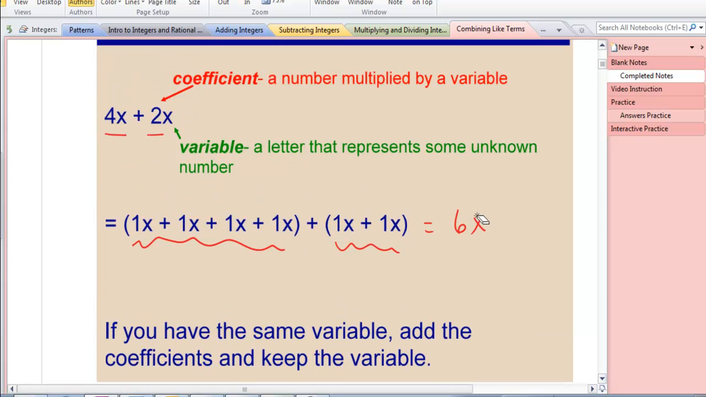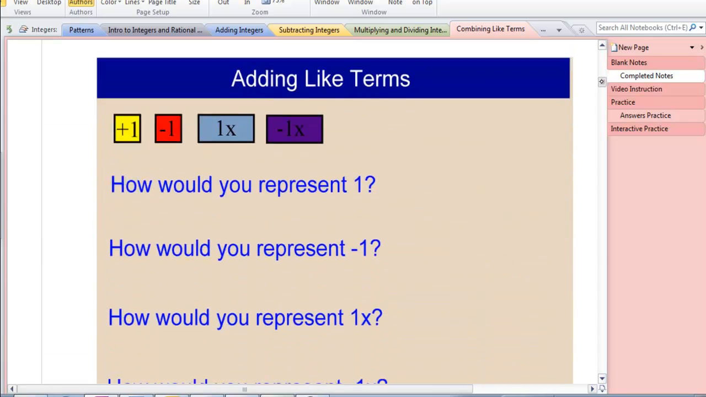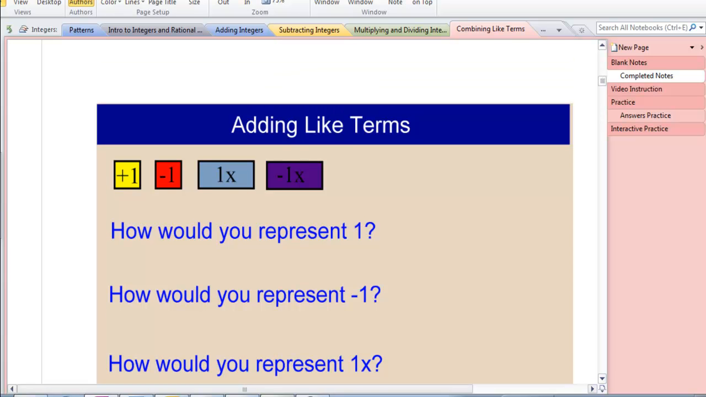And the general rule here is that if you have the same variable, go ahead and add the coefficients and keep the variable, which is what we just did. We added the 4 plus the 2, and that gave us 6. And we just keep the variable x. So 4x's plus 2x's gives us 6x's, or 4 plus some number plus 2 times that same number give us 6 of that number altogether. So let's do some examples.